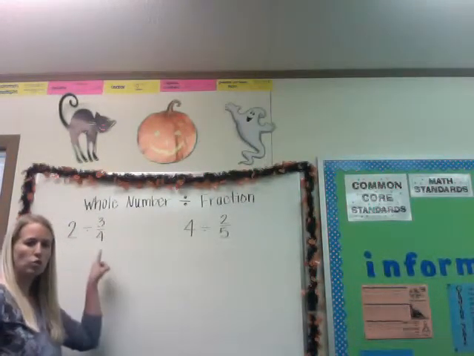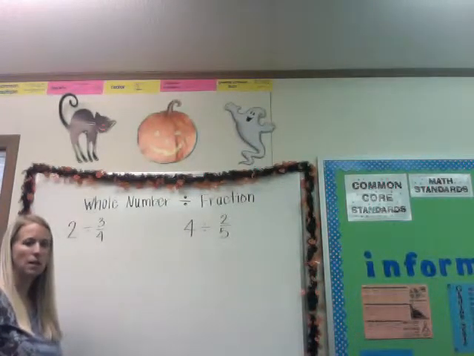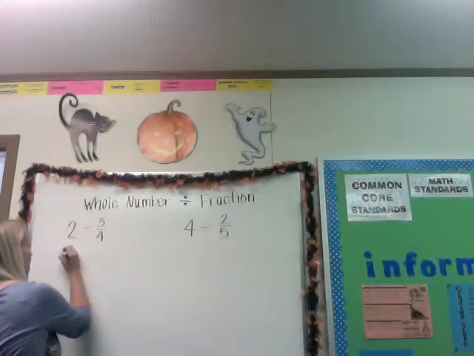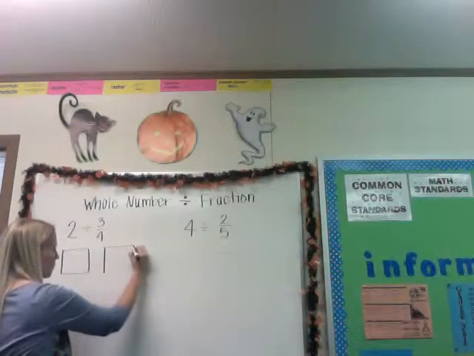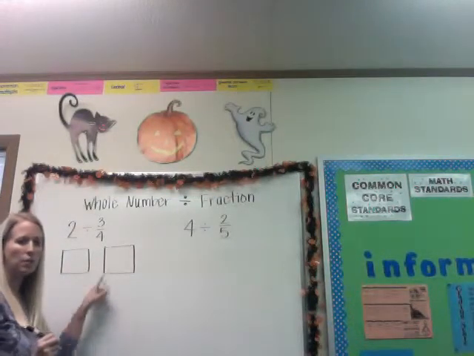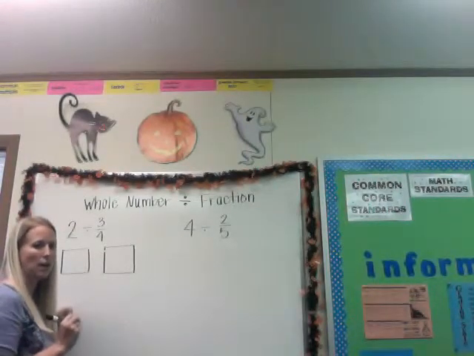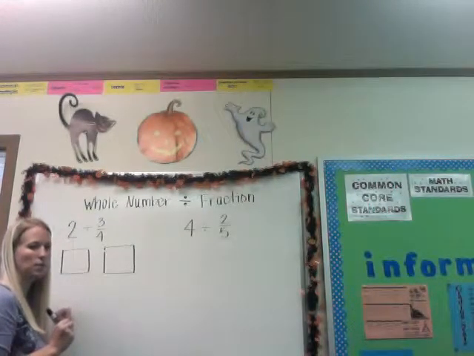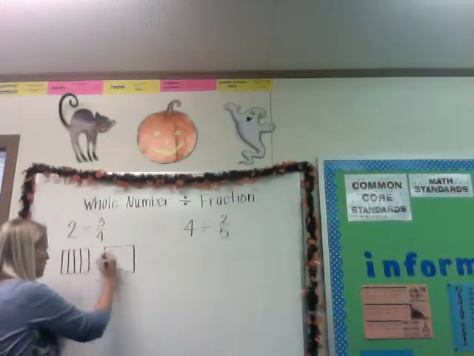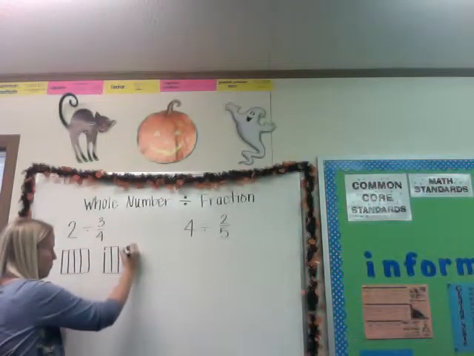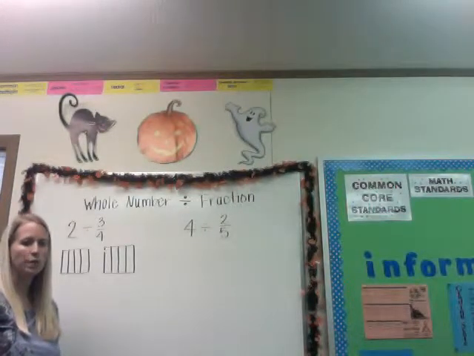So let's start with 2 divided by 3/4. 2 will let me know how many boxes I need to make. I need to make 2 boxes. In the denominator of my fraction, 4 lets me know how many smaller boxes I need to divide it into. So each box needs to be divided into 4 smaller ones. Now, I want to group these into groups that are 3/4 big.